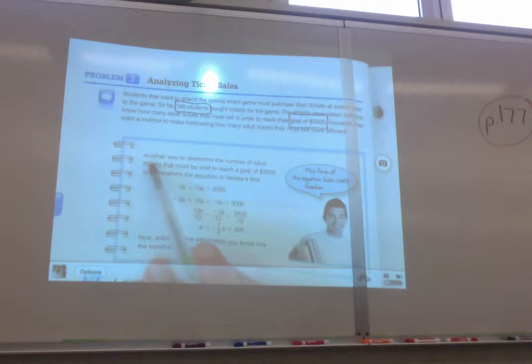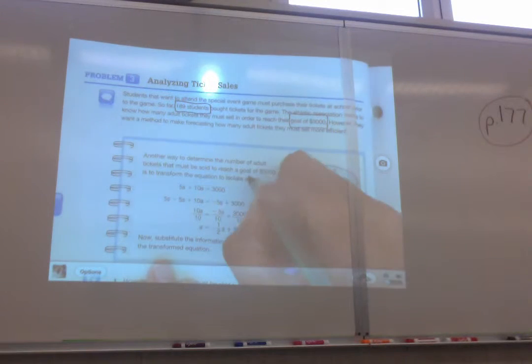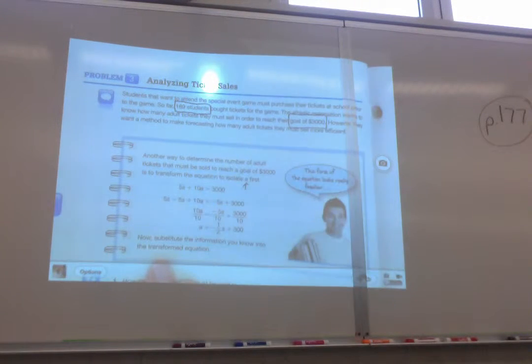Another way to determine. Christian, could you read, please? Another way to determine the number of adult tickets that must be sold to reach a goal of $3,000 is to transform the equation to isolate A, the variable that represents adults. So here's our equation. In this special question, they are only interested in A. They already know S. So they're subtracting 5S from both sides of the equation.